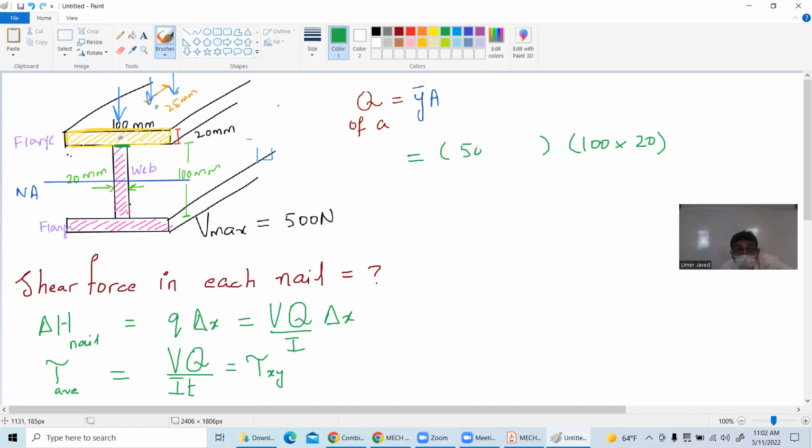I think this is how we figured it out. Okay, so this cube can confuse you. What is this cube? That's y bar a. 60 into 100 into 20, and it will give me 6 times 2 is 12, so 120,000 millimeter power 3.